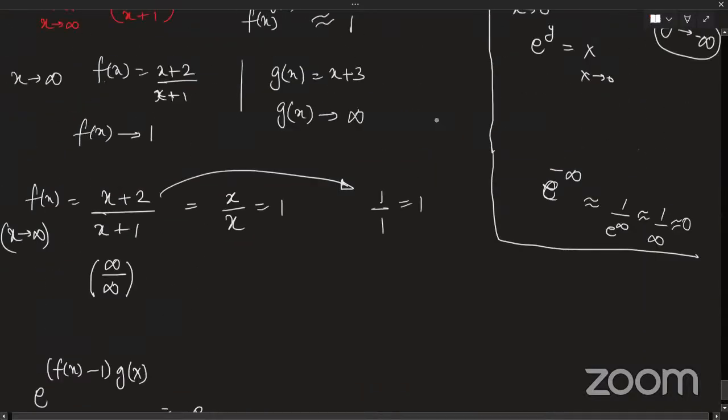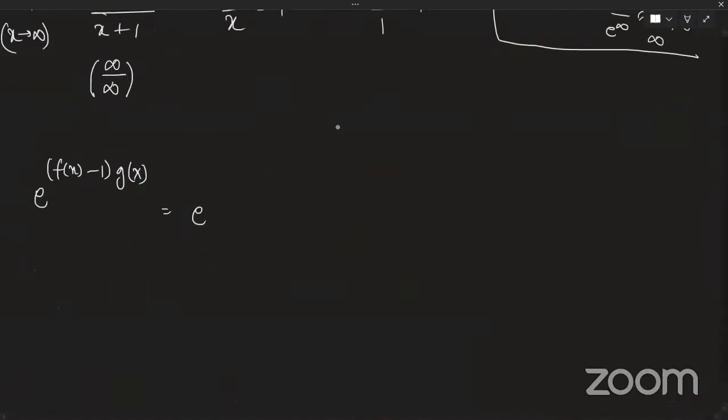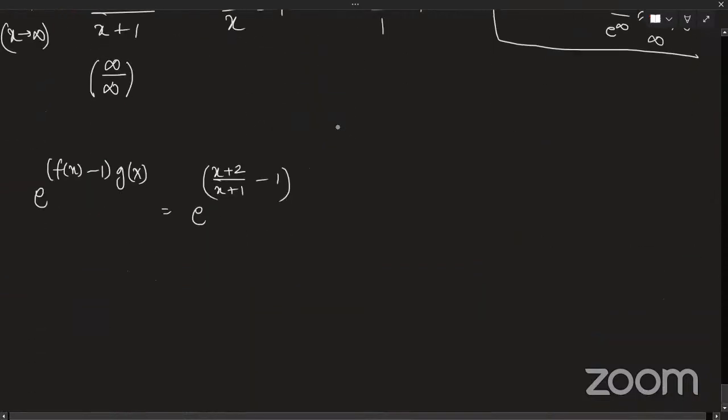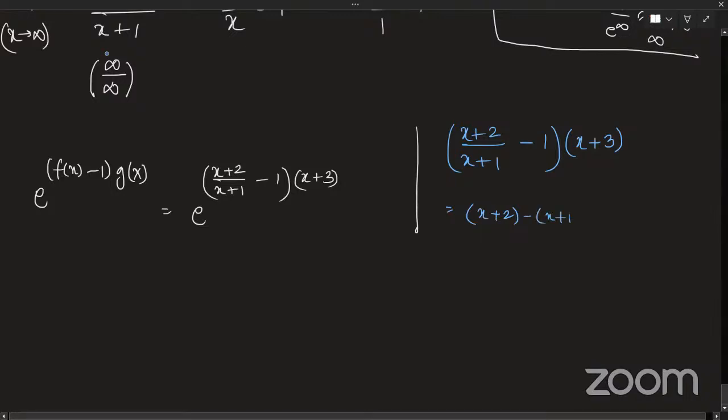So e raised to f of x minus 1. So what is f of x minus 1? x plus 2 divided by x plus 1 minus 1, whole into g of x. What is g of x? x plus 3. Correct. So obviously I will be taking out the bracket. So x plus 2 minus x plus 1 whole divided by x plus 1, into x plus 3.